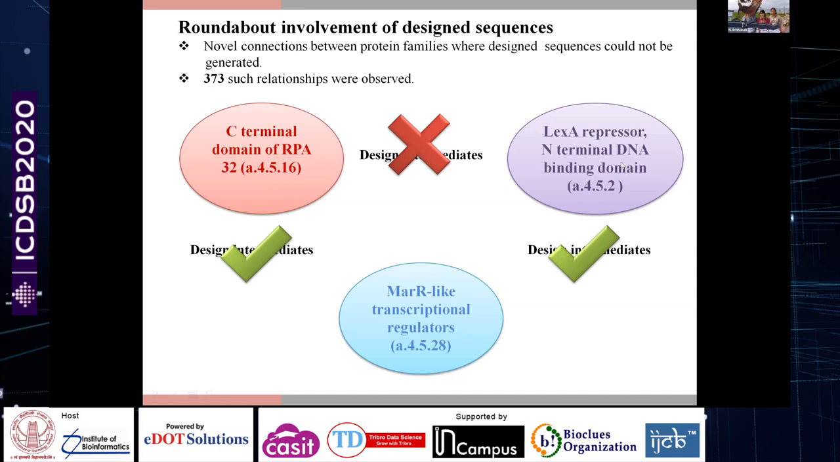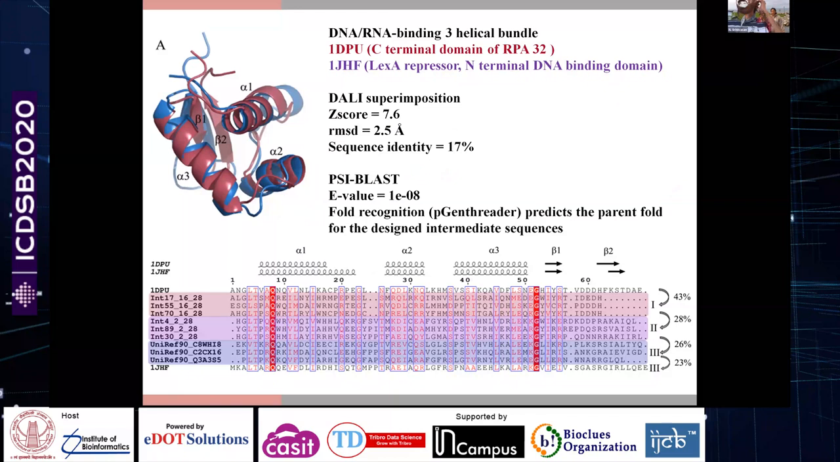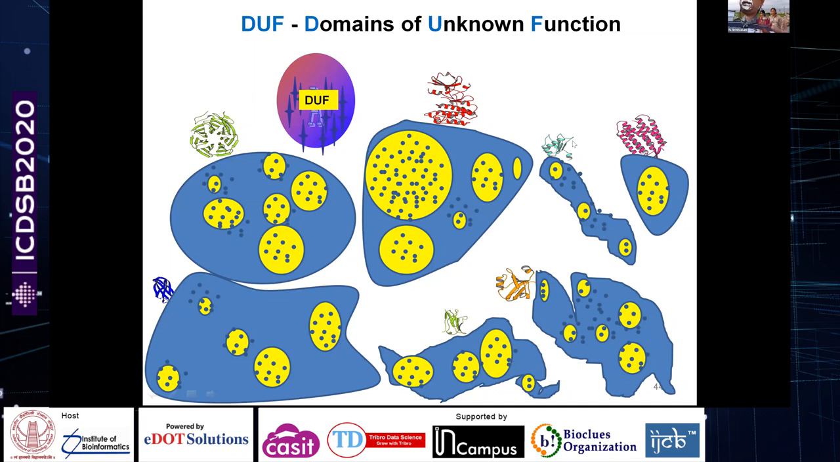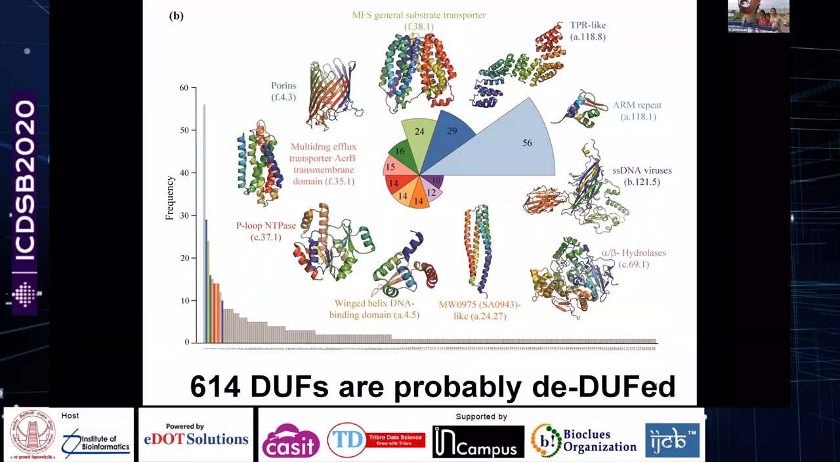So this was very impressive. There are many examples of previously not being able to identify the relatives, and now we are able to identify. In the last 2 or 3 minutes, I will close by saying that there are many protein families referred to as DUFs, that is, domains of unknown function. We have used this approach. We brought the DUF families into the sequence space, and we gave DUFs as the queries. More than 600 DUFs are probably deduffed.